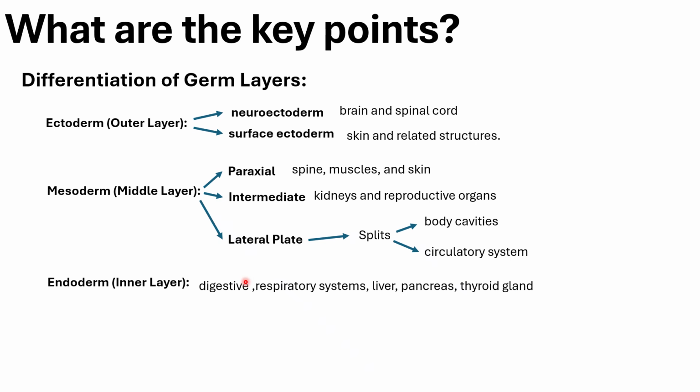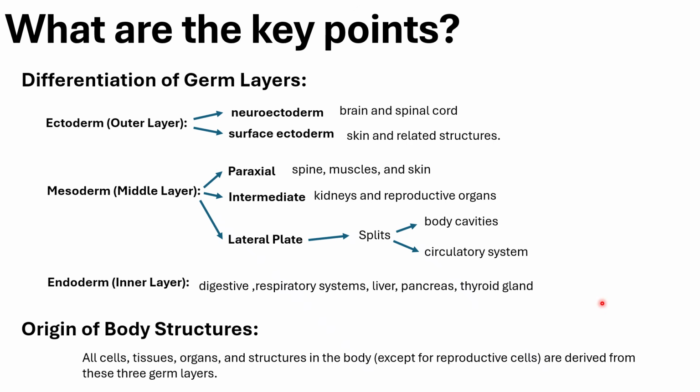And finally, the innermost layer, our endoderm, will give rise to a variety of parts of the body, but mostly the epithelial lining. So not the whole thing, not the whole layers, no. The epithelial lining of your digestive and respiratory systems, as well as the specialized epithelial tissues of your liver, pancreas, and thyroid glands. So glandular epithelial tissues. Okay.